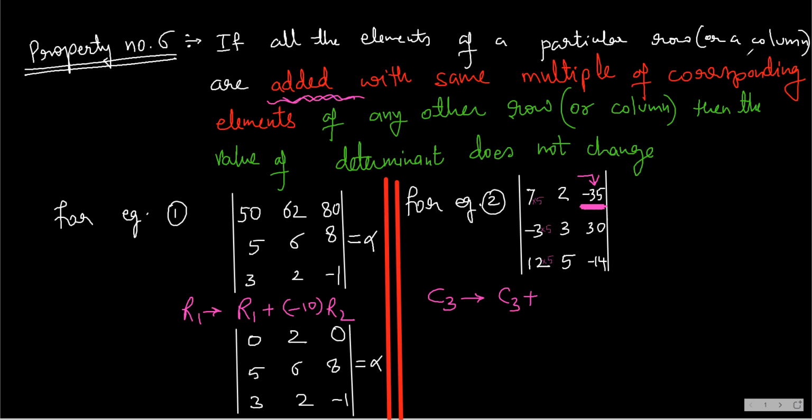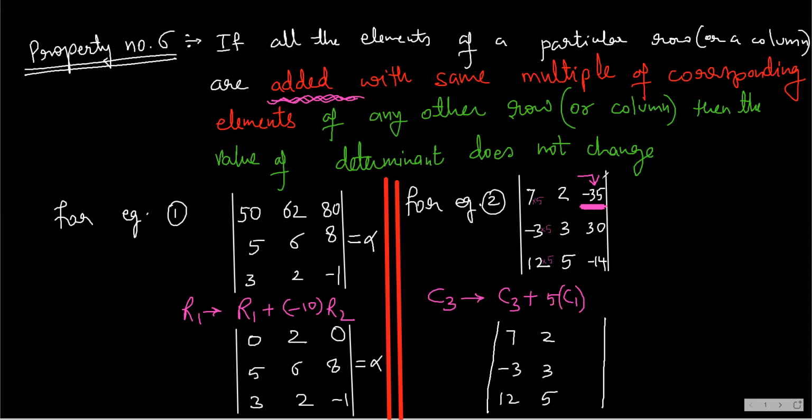If all the elements of a particular row or a column are added with the same multiple of corresponding elements of any other row or column. So see here, C3 plus 5 times C1. Are C1 and C2 going to change? No, C1 and C2 are not changing. They will remain the same. So just write 7, minus 3, 12, and 2, 3, 5.